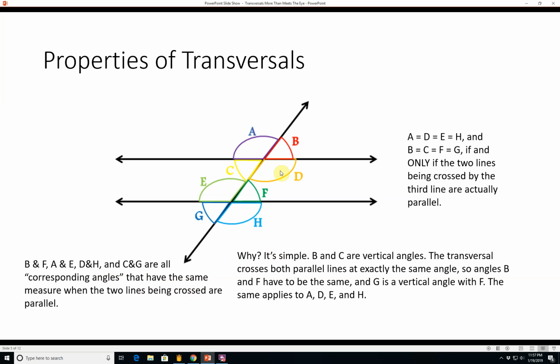Why? It's simple. B and C are vertical angles. The transversal crosses both parallel lines at exactly the same angle. So angles B and F have to be the same, and G is a vertical angle with F. The same applies to A, D, E, and H.